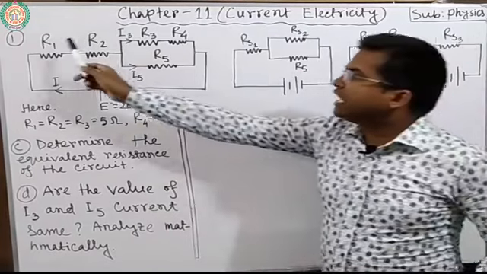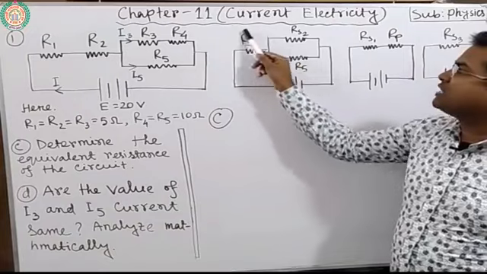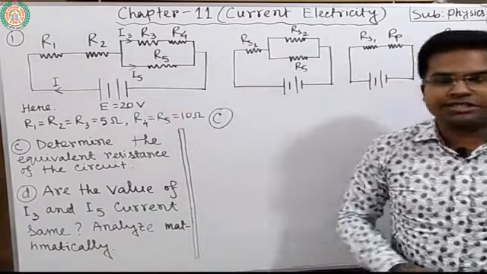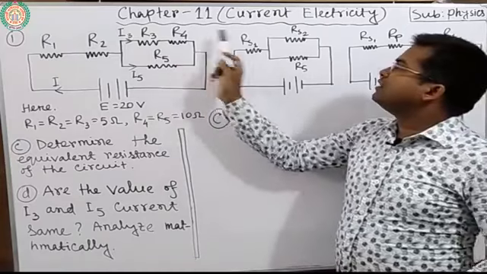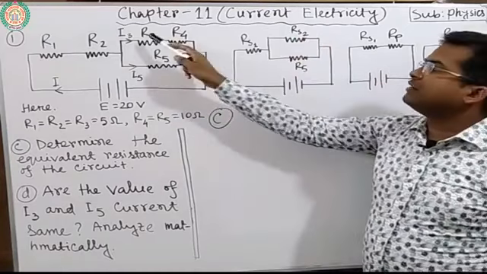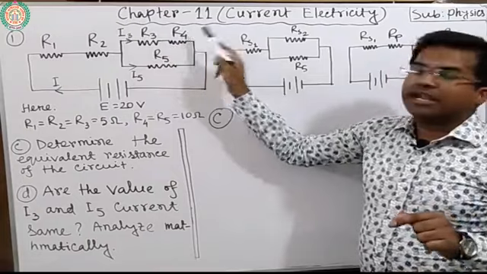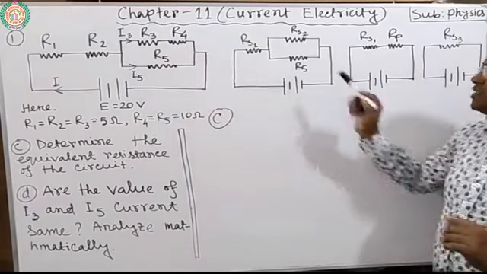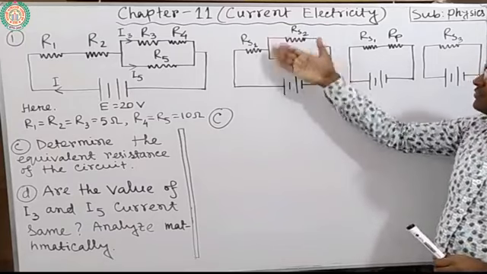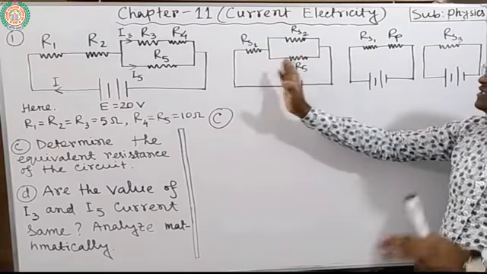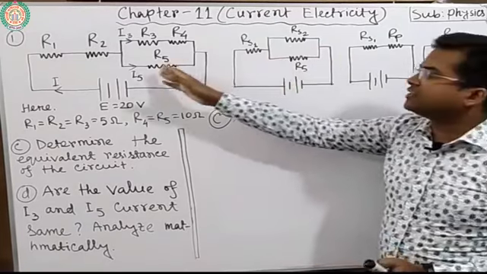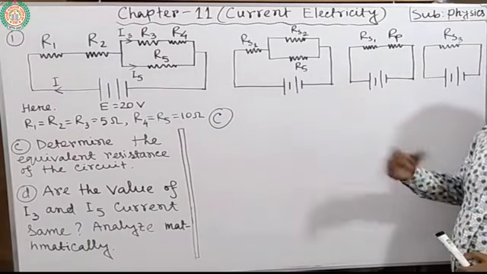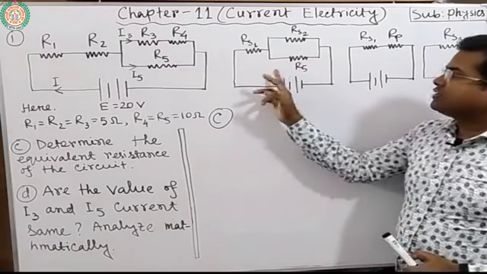Dear students, here RS1 is the equivalent resistance of R1 and R2, RS2 is the equivalent resistance of R3 and R4, and the R5 resistance is present here. Now look at this picture. This circuit is actually the equivalent circuit of the previous circuit. So now look at this circuit.